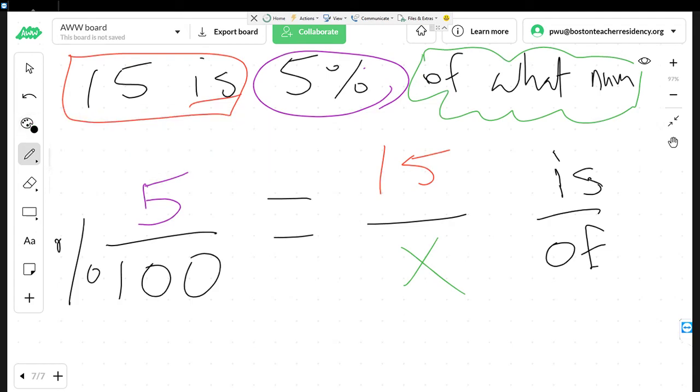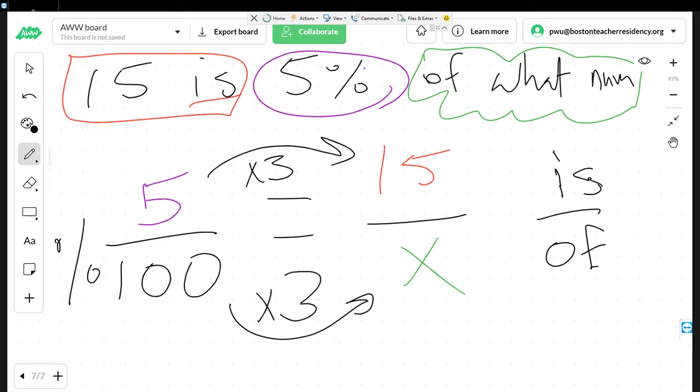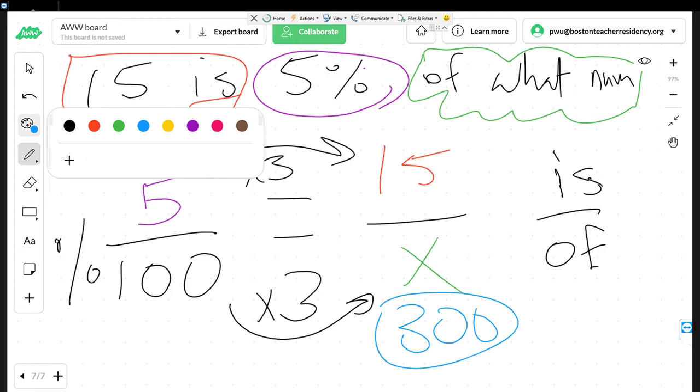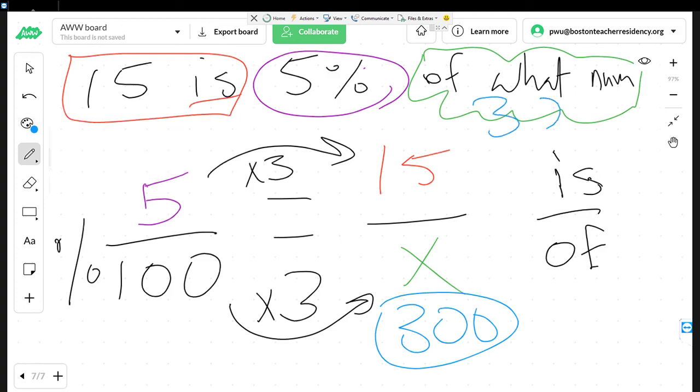This one is actually easy, unlike the last two, so we don't have to simplify. 5 goes into 15, right? 5 times 3 gives us 15. 100 times what? Well, times 3, because we have to do the same thing as on the numerator. What's 100 times 3? 300. So x is equal to 300. 15 is 5% of 300 is your final answer.